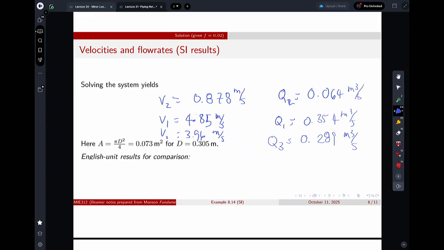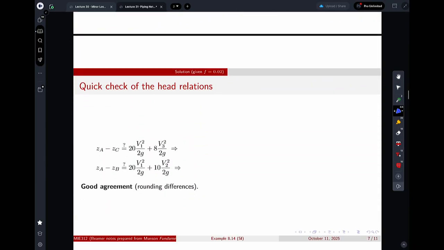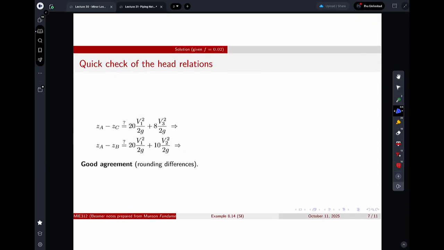All right, so you have all of the areas, you have all of the information, and the English unit result, just for comparison: Q1 equals 12.5 feet cubed per second. Q2, 2.26 feet cubed per second. And Q3, which equals something else, 10.2 feet cubed per second. So that's just if you have a desire to solve it in English units, those are the numbers you would get.